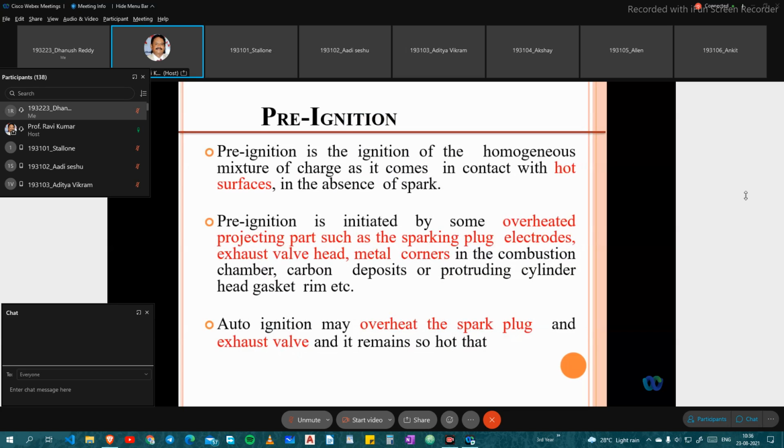Exhaust valves also, valve sealings also will be projected inside the cylinder, and that also will have the temperature effect. Cylinder head walls, metal corners in the combustion chamber, carbon deposits, leftover deposits in the exhaust gases, and protruding cylinder head gaskets, rims, etc. will cause pre-ignition. Auto ignition may overheat the spark plug and exhaust valve, and it remains so hot.